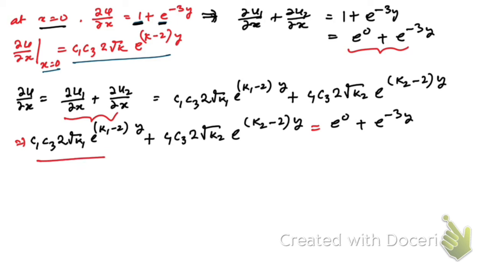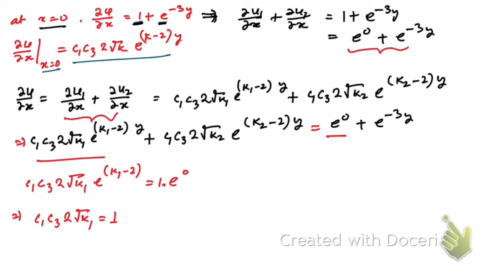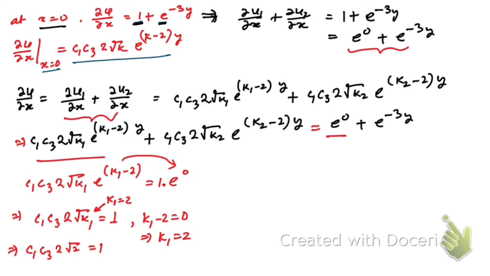So now compare. If we compare with this one, then what we will get? C1 C3 2 root k1 e to the power k1 minus 2 is equal to e to the power 0, and this implies 1 into e to the power 0. So that's why c1 c3 into 2 root k1 is equal to 1, and on the other hand this power is equal to 0. So that is k1 minus 2 is equal to 0, which is gonna give you k1 is equal to 2, and if you use k1 is equal to 2 here, then what you will get? You're gonna have c1 c3 2 into root 2 is equal to 1, right? And this implies c1 c3 is equal to 1 by 2 root 2. That's what we're gonna have, right?